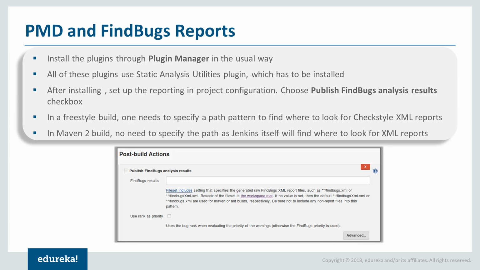In order to work with PMD and FindBugs reports in Jenkins, you need to install the plugins through the Plugin Manager. Again, it's as simple as installing and configuring any other plugin. All of these plugins use a static analysis utilities plugin, which has to be installed. After the installation is done, set up the reporting in the project configuration. You need to choose the Publish FindBugs Analysis Results checkbox. In a freestyle build, one needs to specify a path pattern to find where to look for the Checkstyle XML reports. Again, as we have seen before in a Maven 2 build, there is no need to specify the path, as Jenkins itself will find where to look for XML reports.